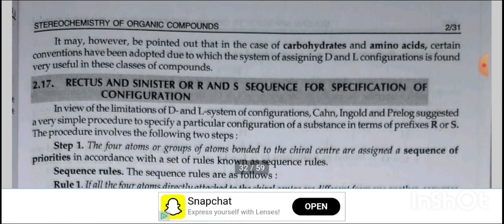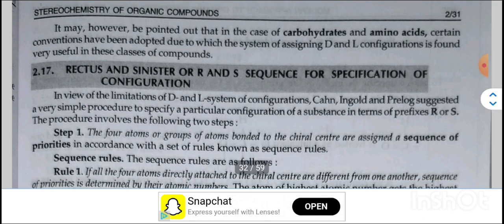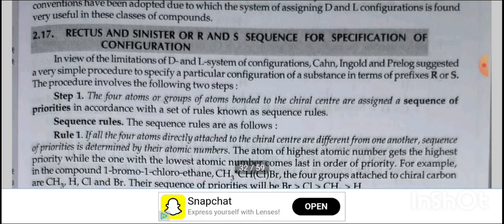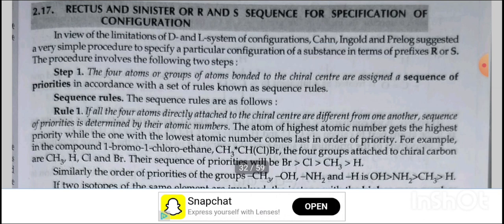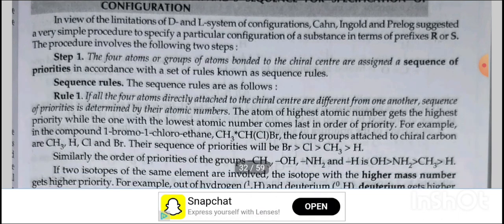It may, however, be pointed out that in the case of carbohydrates and amino acids, certain conventions have been adopted due to which the system of assigning D and L configurations is found very useful in this class of compounds. Rectus and sinister, or R and S sequence, for specification of configuration. In view of the limitations of the D and L system of configurations, Cahn, Ingold and Prelog suggested a very simple procedure to specify a particular configuration of a substance in terms of prefixes R or S, rectus or sinister. The procedure involves the following two steps.